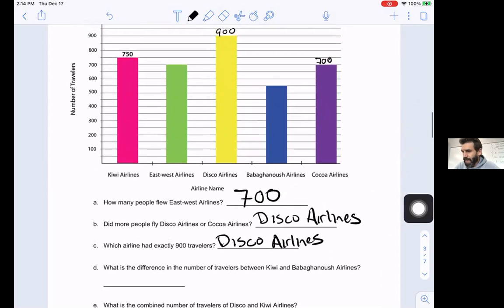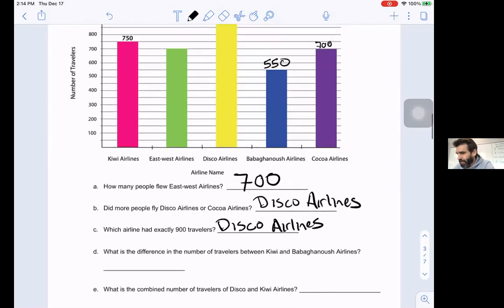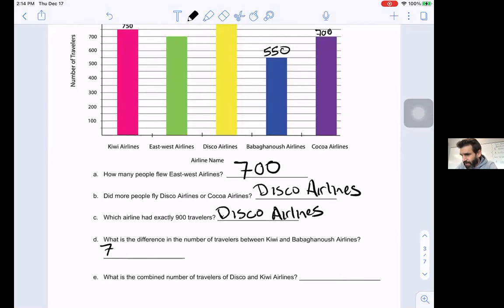All right. What is the difference in the number of travelers between Kiwi and Baba Ganoush Airlines? So Kiwi has 750 travelers, and this Baba Ganoush has 550. So this is 750 minus 550 equals 200.